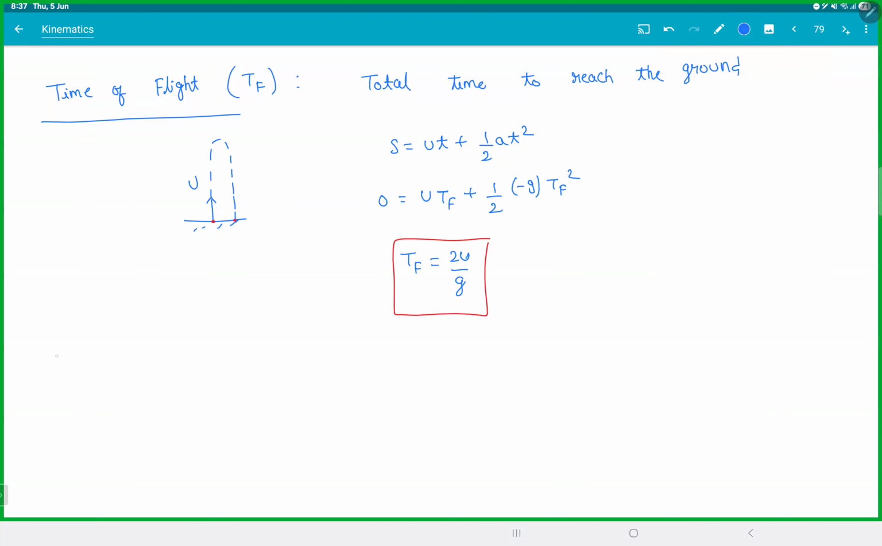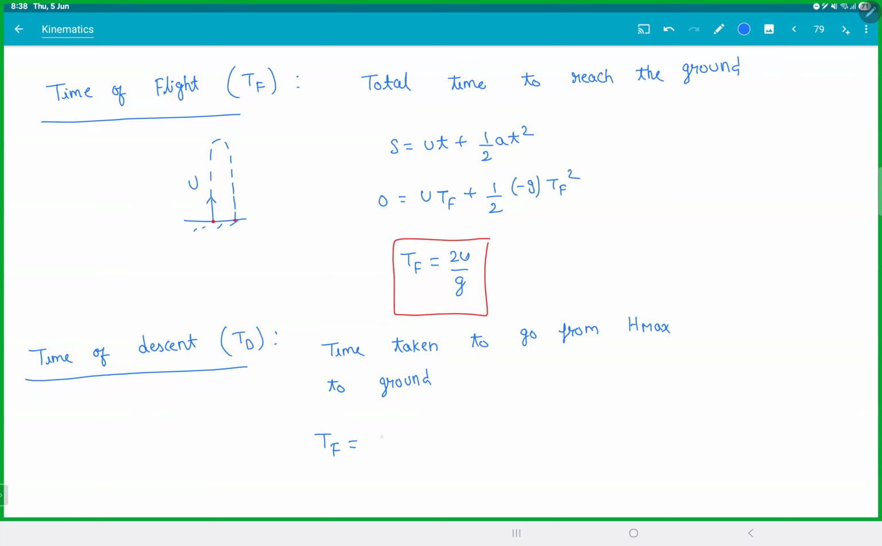Then we also define something called time of descent. This is the time taken to go from Hmax to ground. So time of flight is simply time of ascent plus time of descent. I can just combine them; that will be the total time. So time of flight is 2u by g, time of ascent is u by g, and this will be your time of descent.